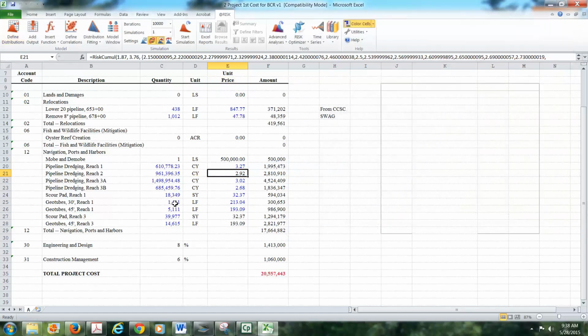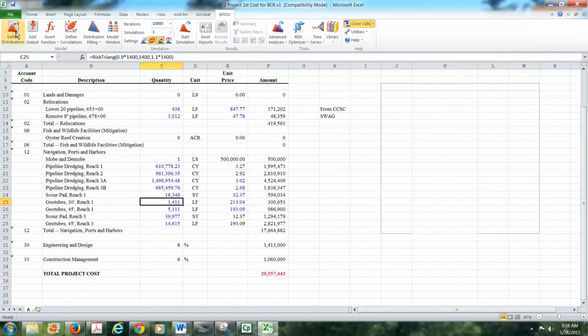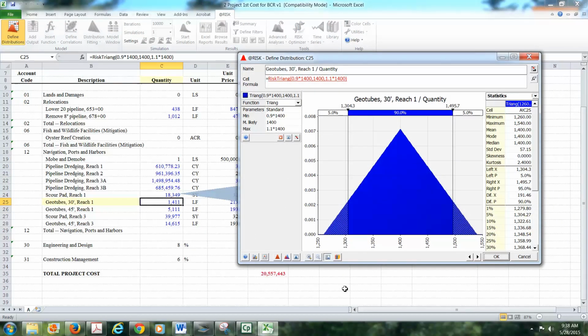These values here, the amount of geotubes, let's take a look here. This was estimated as between 1,260 feet and 1,540 feet. Actually, what we did was we took the analyst's best estimate of 1,400 and asked them to provide a bound because they knew it was not going to be exactly 1,400 feet. So they said it could be 10% less. So we take 90% of 1,400 to get the minimum. That's 1,260 feet. Could be 10% more. So that's 1,540 feet. So somewhere in there.